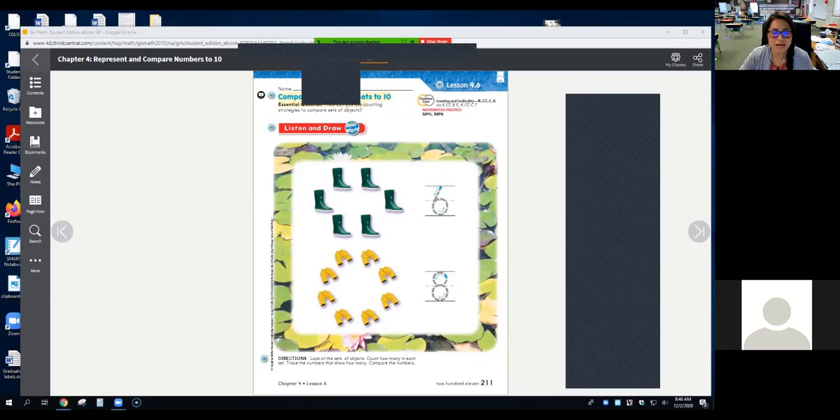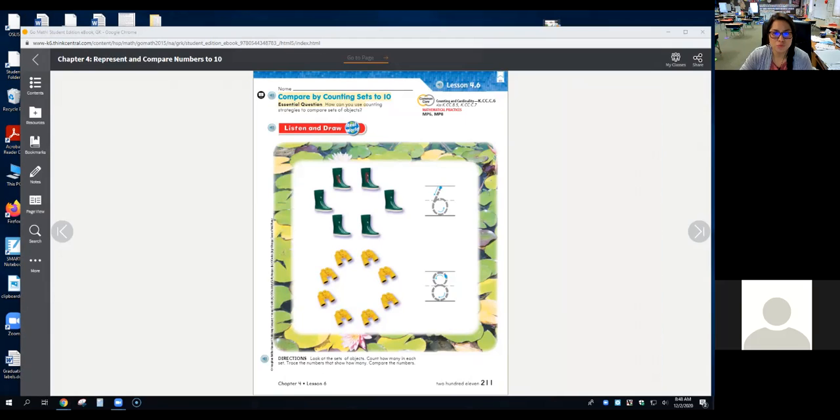These botas, these boots, we're gonna count them. And this is how I want you to start counting. It's very important. Count as you touch. 1, 2, 3, 4, 5, 6. There are 6 boots, okay? Make sure you count as you touch, okay?